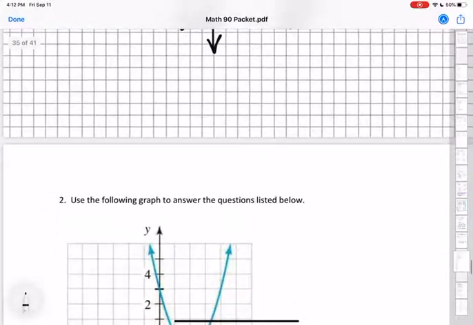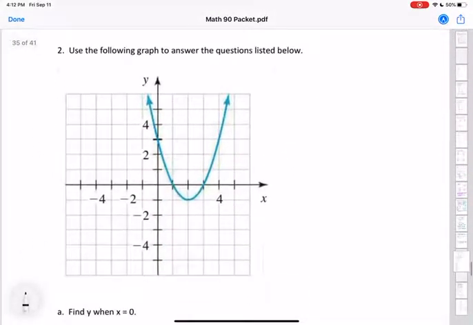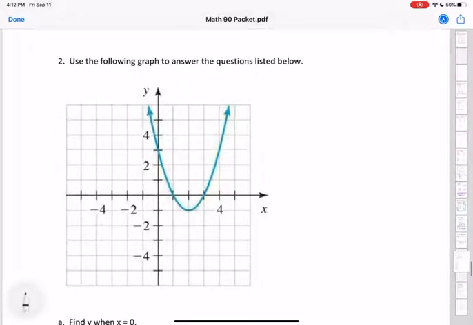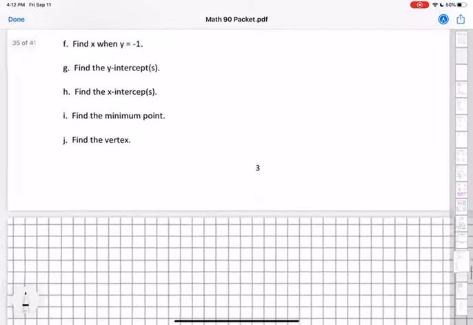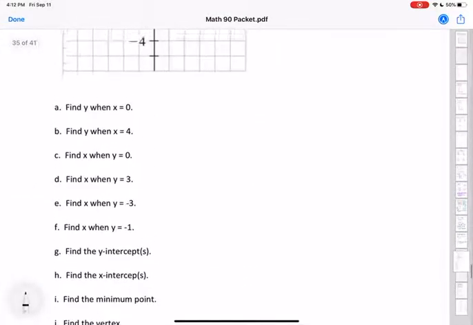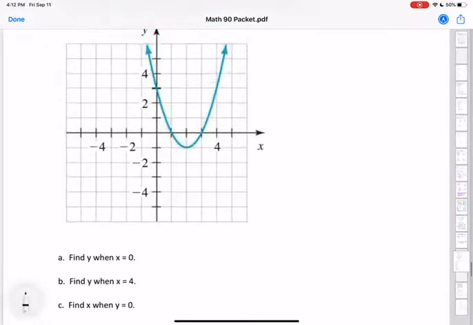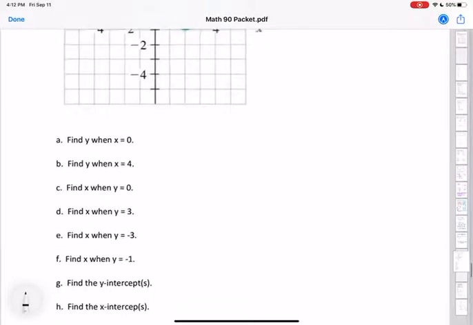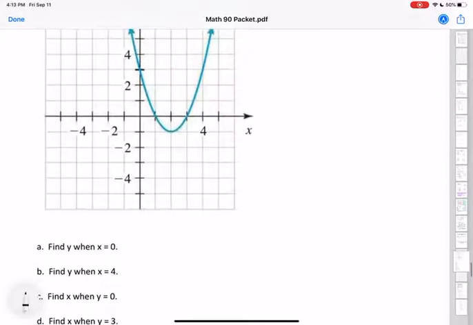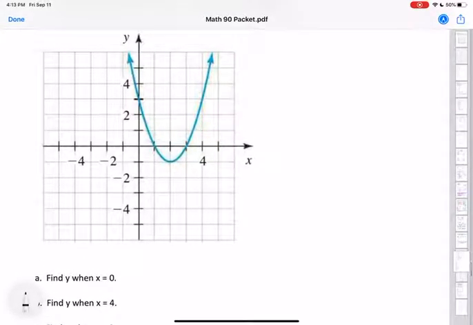Very nice. So now we're going to look at this parabola here for number 2. Use the following graph to answer the questions below. And we're going to try to see how many of these we can get. Okay, so go ahead and try as many as you like. Try all of them, see how far you can get. Press play when you're ready, and then we'll come back and talk about them.